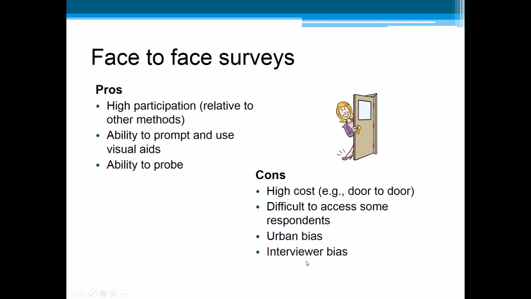The researcher is present, so we have this idea of an interviewer bias. The very fact that a researcher is standing there waiting for someone to provide their responses can bias types of responses that people give. People can tend to display social desirability a little bit more strongly. And we also have this issue that not everyone tends to be home during times when researchers are collecting data, so we miss out on a certain group of people.